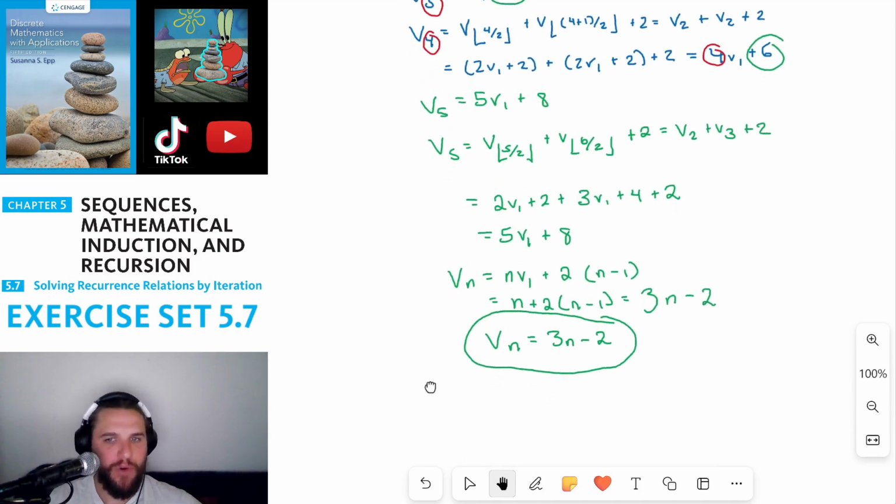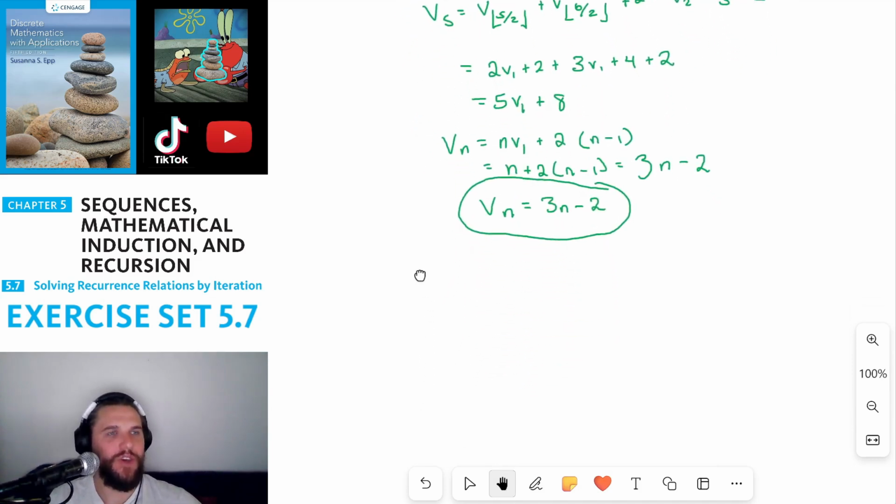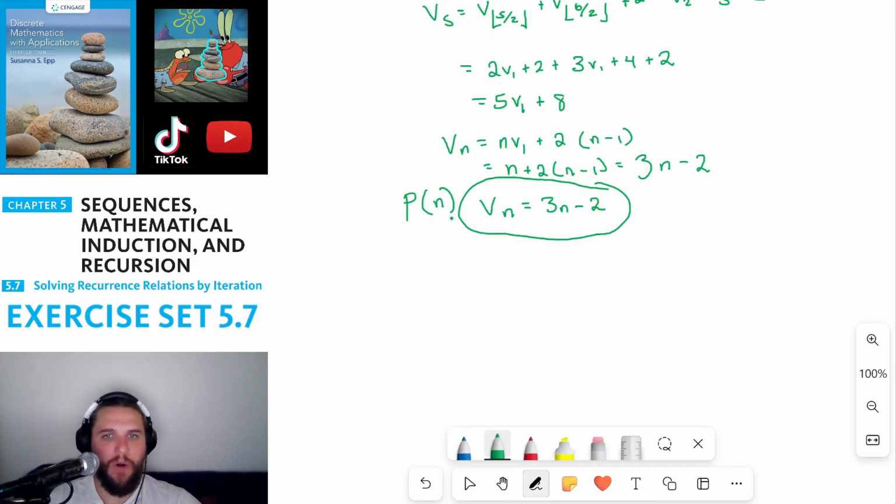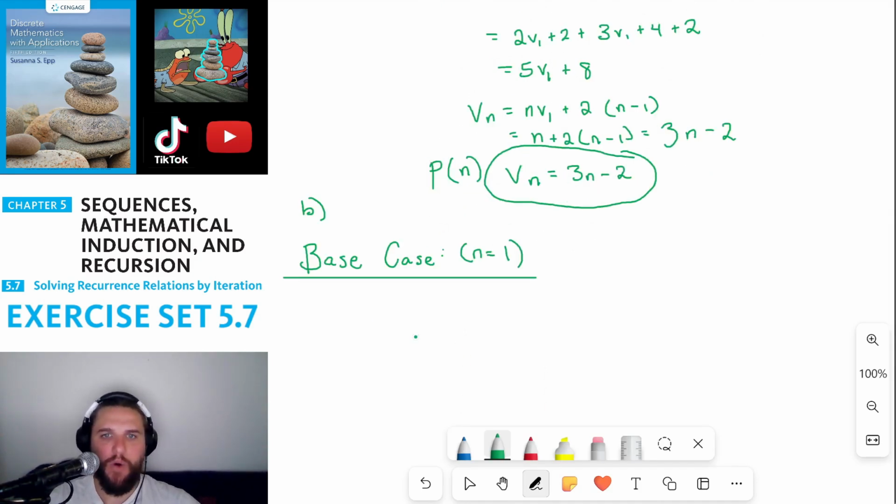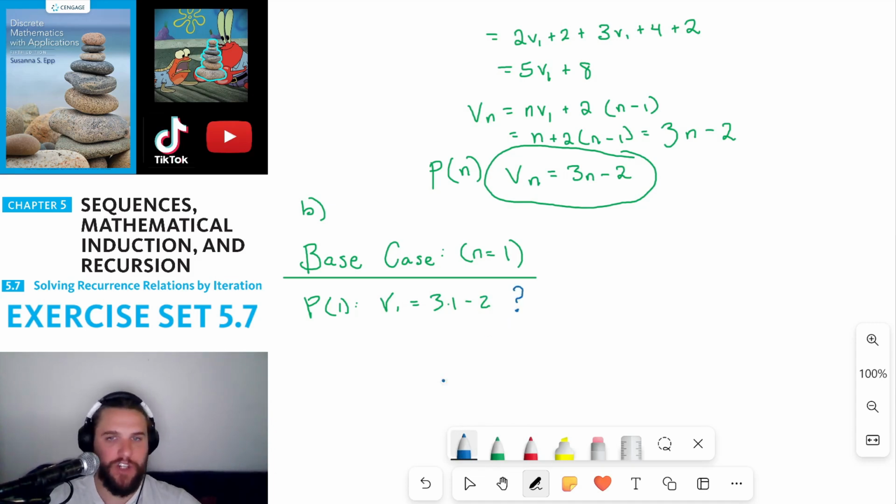Now, let's prove that this works using strong mathematical induction. So this is going to be our P of n. The base case is going to correspond to when n equals 1. P of 1 is just the statement that v sub 1 equals 3 times 1 minus 2. I'll put a question mark, though, just to avoid asserting this conclusion.